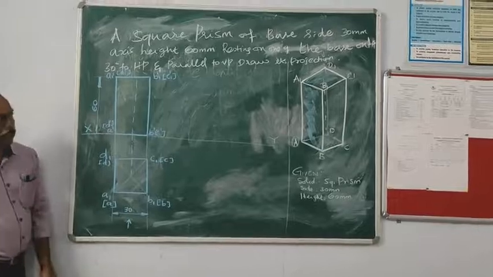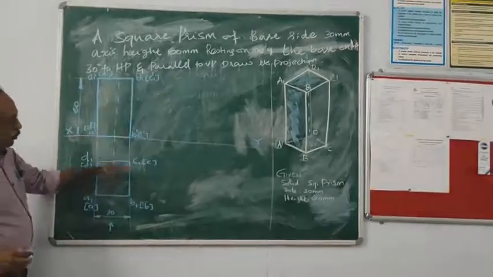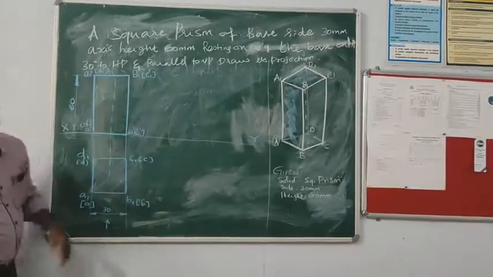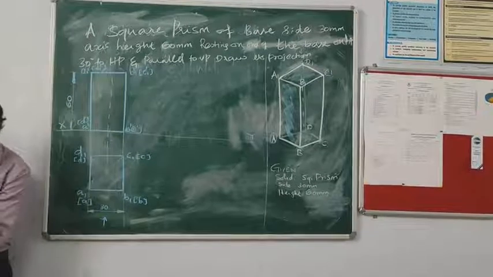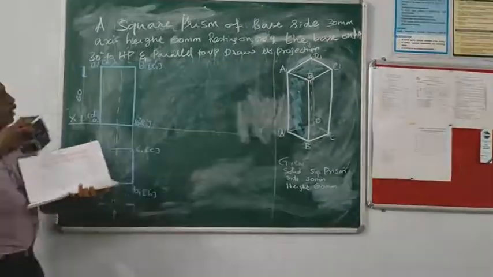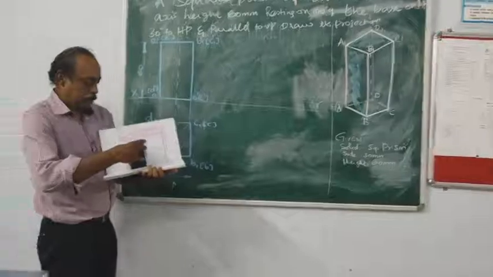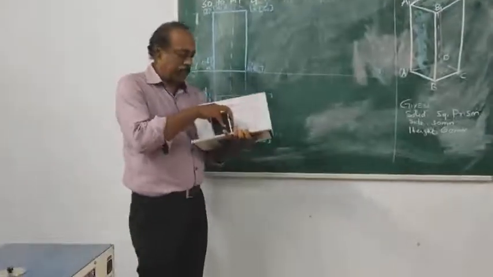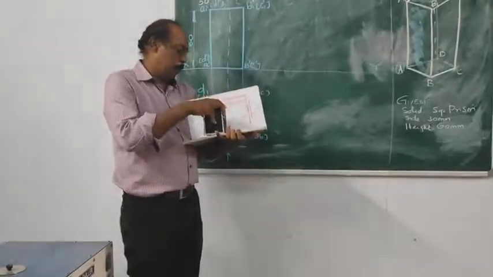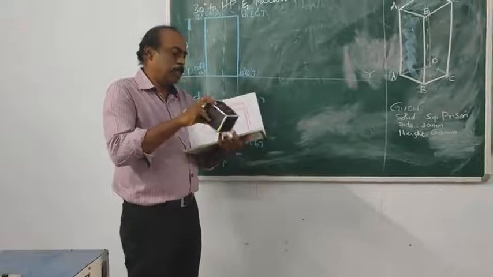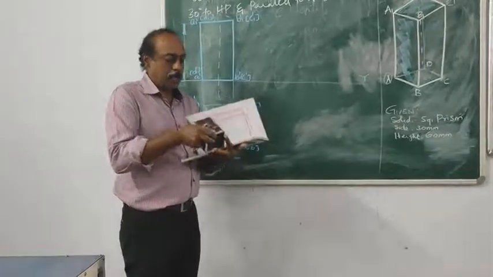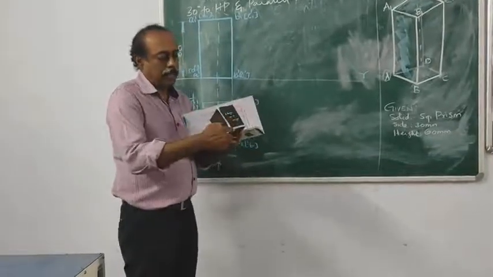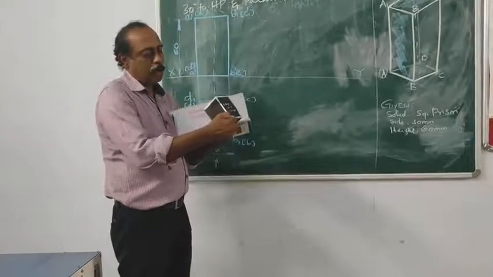Then we have to draw, this is a simple question, simple front view and top view. Then we have to draw the inclined position. First we have to draw the simple position like this. The object is resting on HD, resting on its base on HD. This is the base, this is the corner. This is the base. Two endpoints are corners.